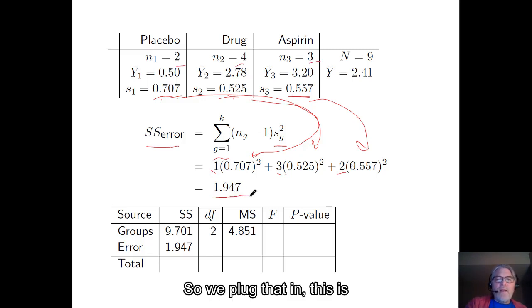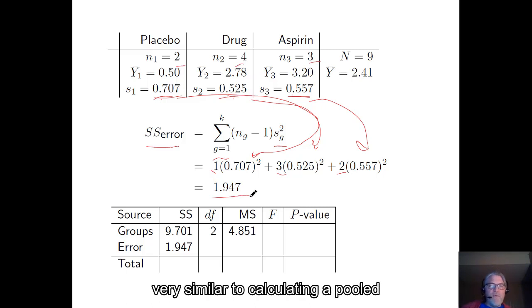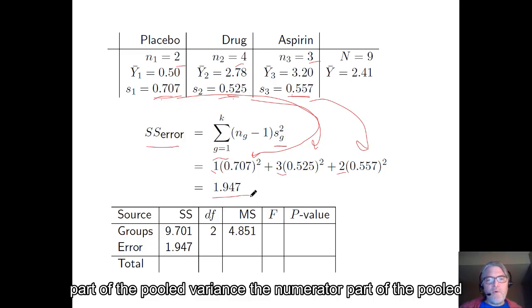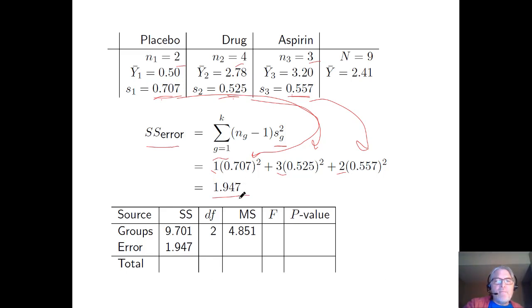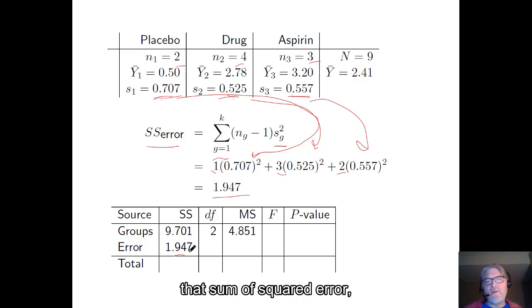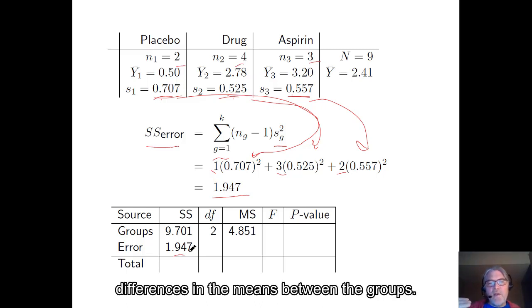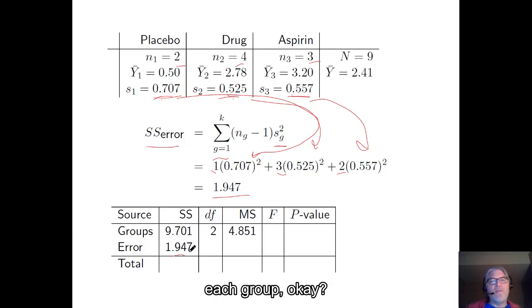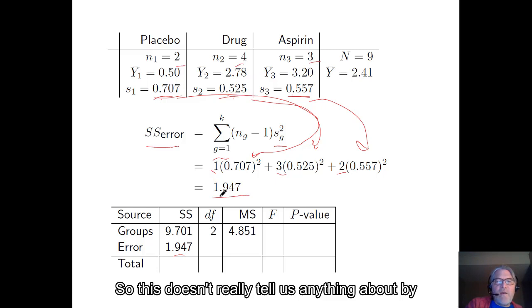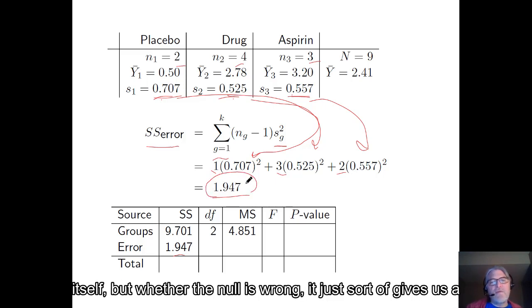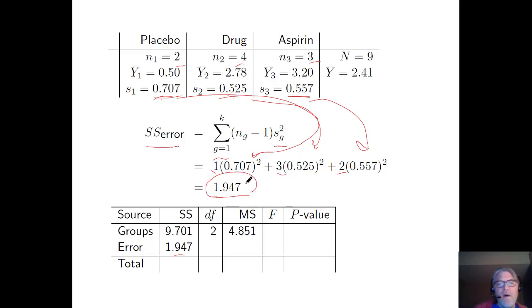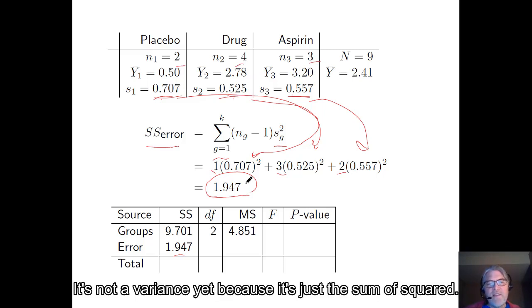So we plug that in. This is very similar to calculating a pooled variance in some sense, the numerator part of the pooled variance. And we get 1.947 for that sum of squared errors. And so this is not picking up any differences in the means between the groups. It's just looking at scatter within each group. Okay. So this doesn't really tell us anything by itself about whether the null is wrong. It just sort of gives us a sense of how much variability there is. It's not a variance yet because it's just the sum of squares.